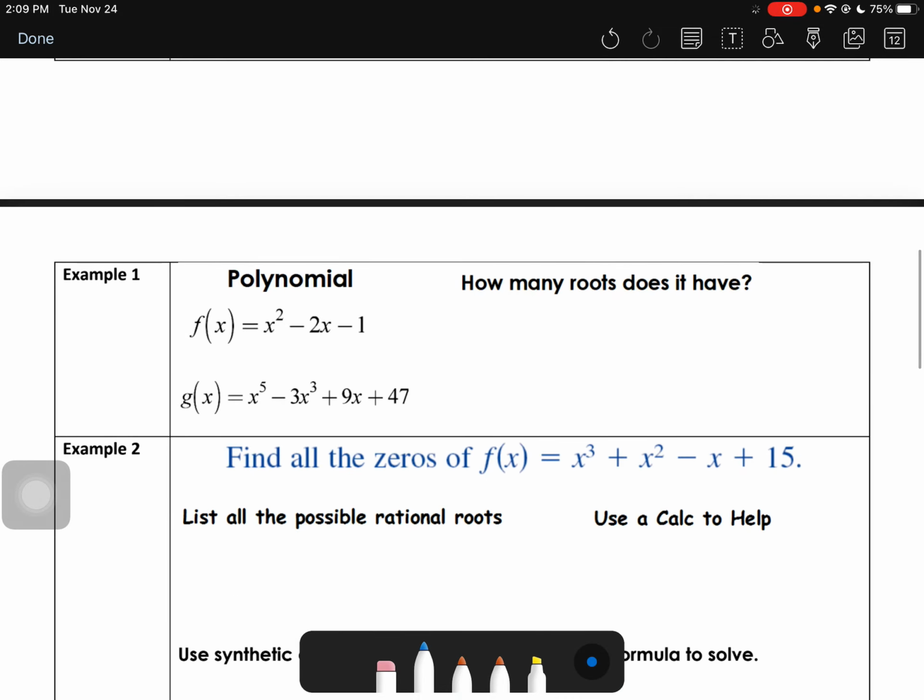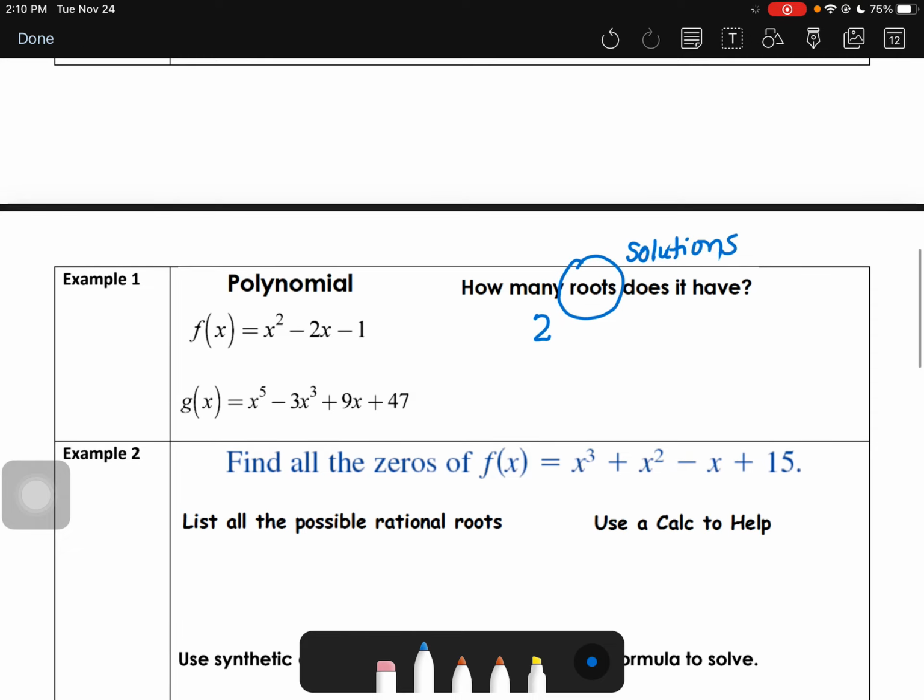Well, first of all, let's practice this. So if we have x squared minus 2x minus 1, how many roots, which means solutions, does our polynomial have? Remember, it's the largest degree. Next one would be 5 roots or 5 solutions, because that would be to the 5th degree.